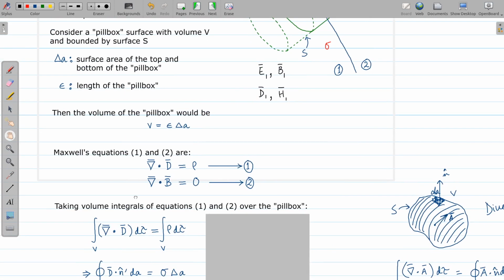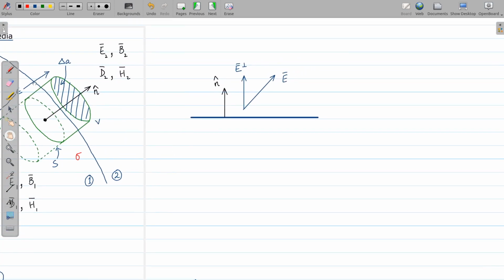Okay, so now what is this n cap prime? Here we'll have to make a distinction. So let me draw a pillbox surface here. So let's say this is a pillbox surface. So we have one face, and this is the side surface, and this is the other surface. Okay, backward face. Now what is this n cap?